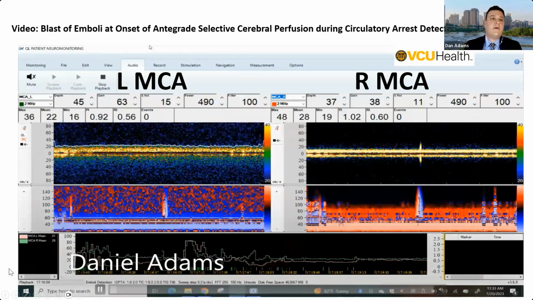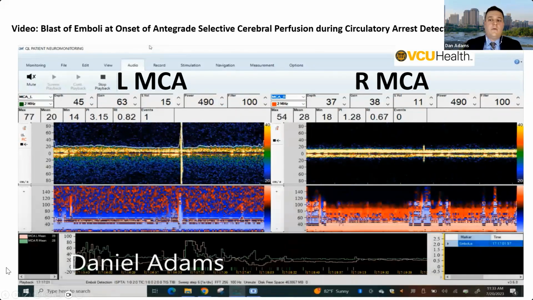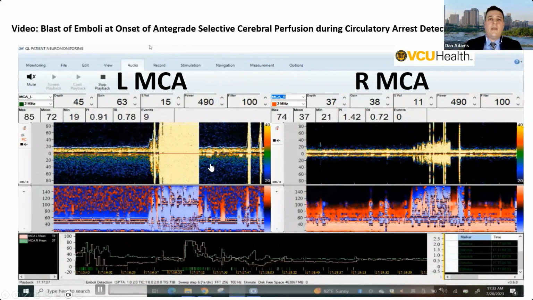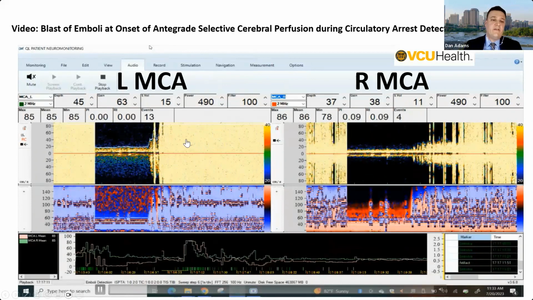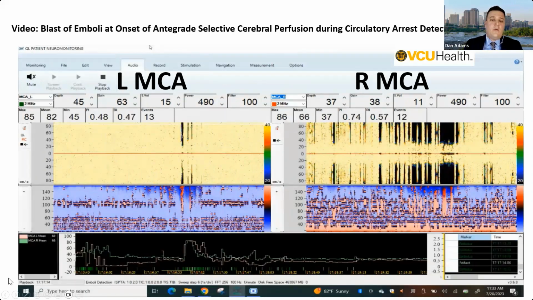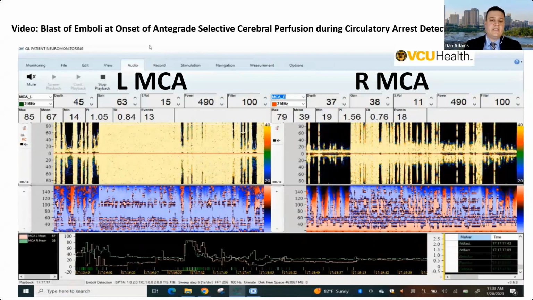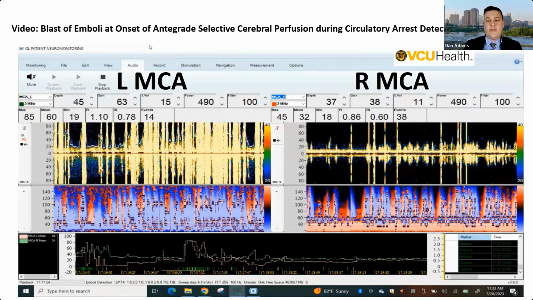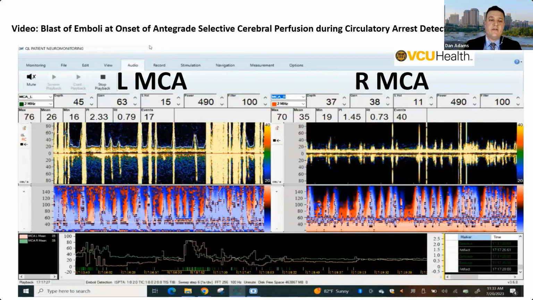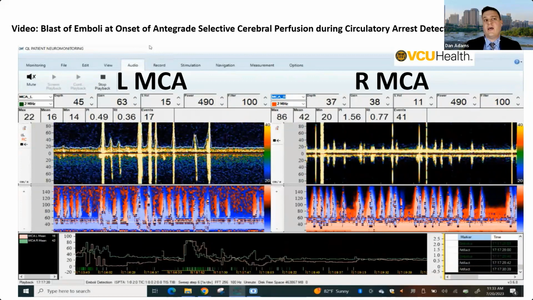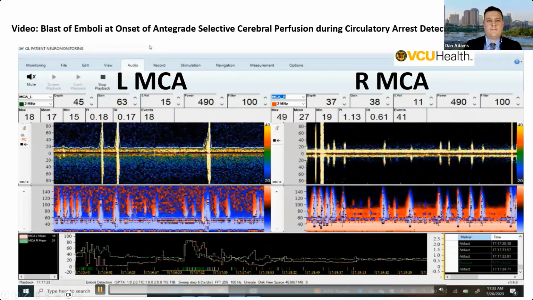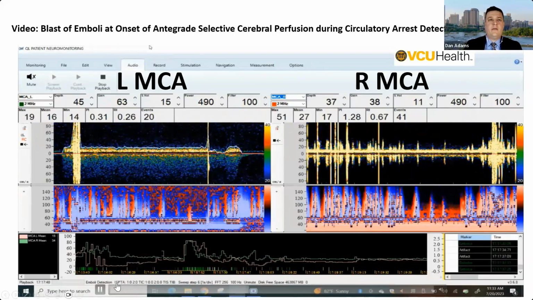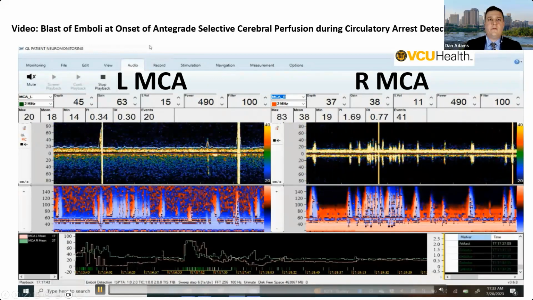So as we begin the video, non-pulsatile flow bilaterally, and then a very dramatic blast of emboli seen. Through the use of our external TCD speaker, we immediately notified the perfusion team in the room, who were then able to quickly eliminate the source of air, which was in the perfusion line. Just some intermittent single emboli hits.